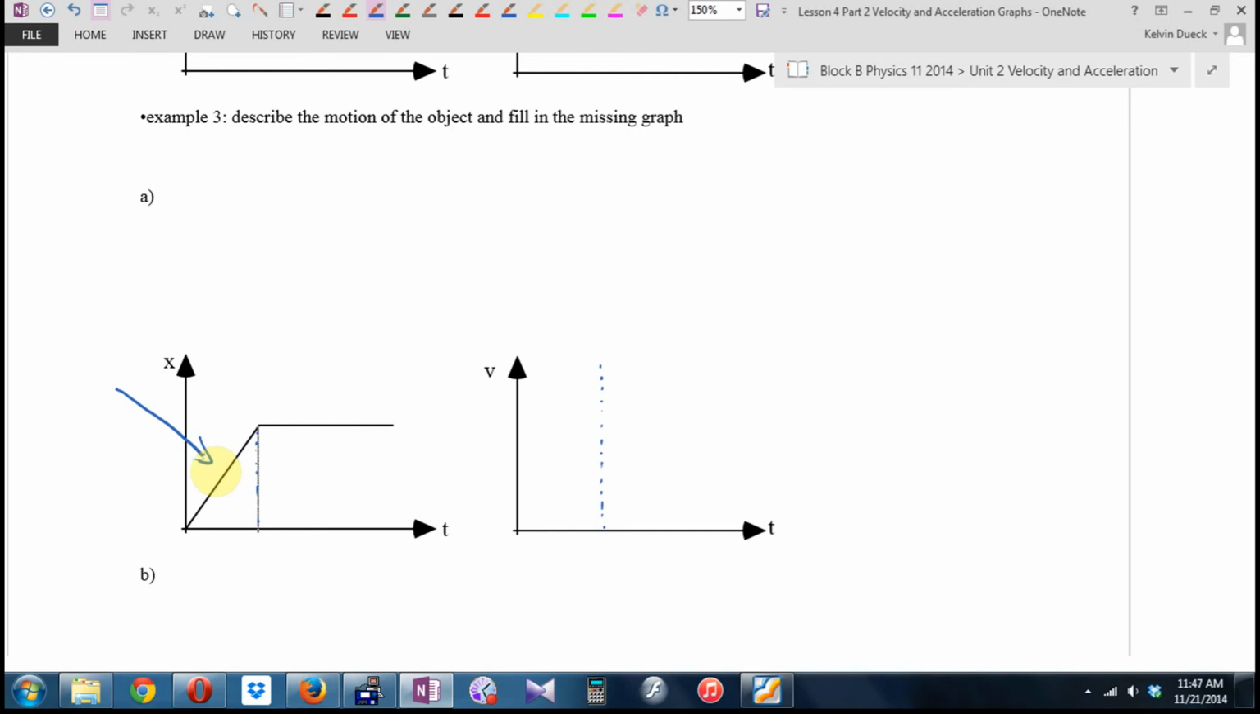So if I was changing speed, what would be happening to my slope? Where does the speed or velocity appear on a position time graph? Slope. If I was changing speed, I'd have a changing slope. So look at that. Is it a straight line, or is it a curve that's getting steeper, or a curve that's getting shallower? Back to you, Carson. Straight line, constant speed.